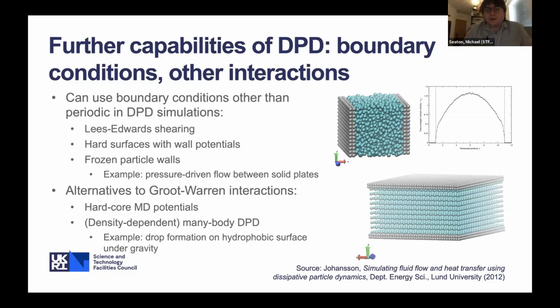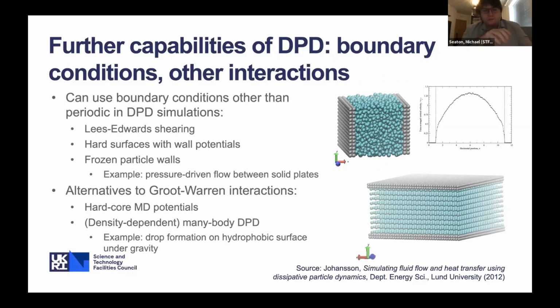And one very simple example of what we can do with that is to have two frozen bead walls and apply a constant force on the fluid particles in between them, and that will give us the equivalent of a pressure-driven flow between the solid plates, which gives us a velocity profile that's not too dissimilar to what you would get from, say, a computational fluid dynamics approach.